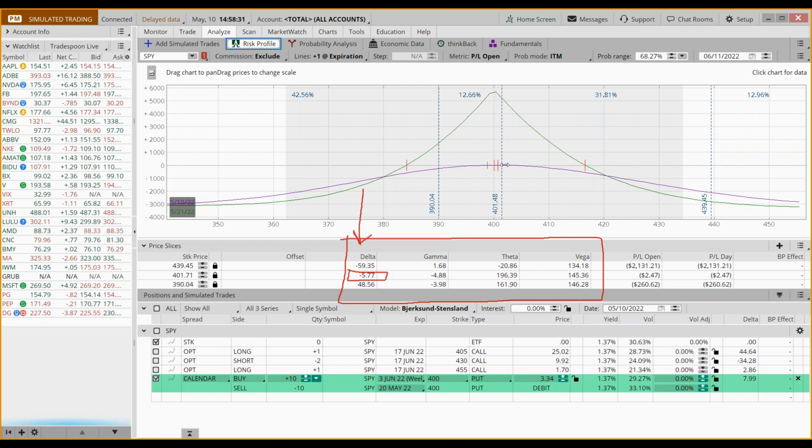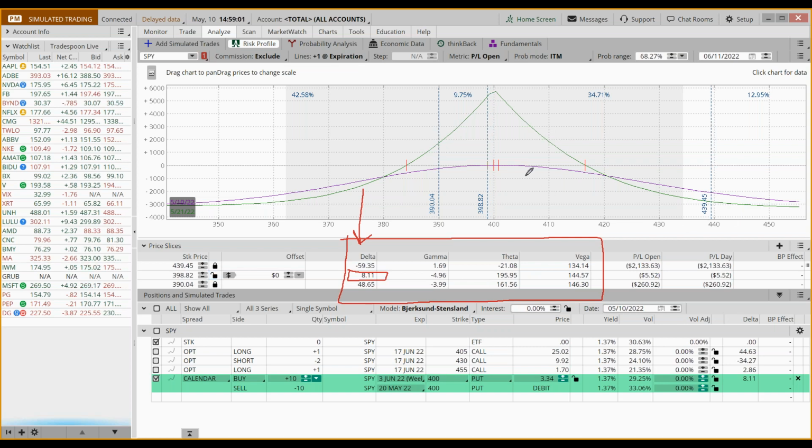At 400, it transitions to negative. The more it goes this way, the more I want it to come back. The more it goes this way, the more I want it to come back. So the higher it goes, the more negative it gets, because I want it to drop back to the middle. The lower it gets, the more positive the delta gets, because I want it to get back up to the middle. Where are we starting now? Close to the middle. That's my delta neutral.